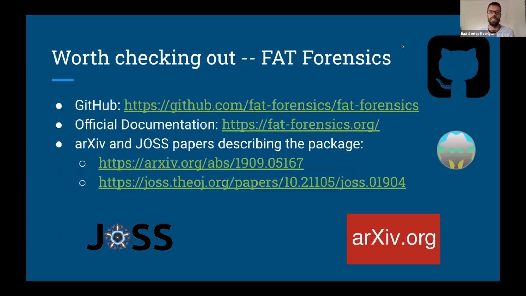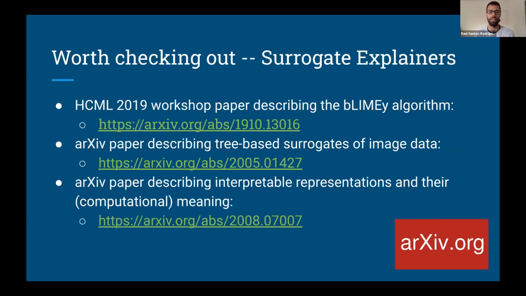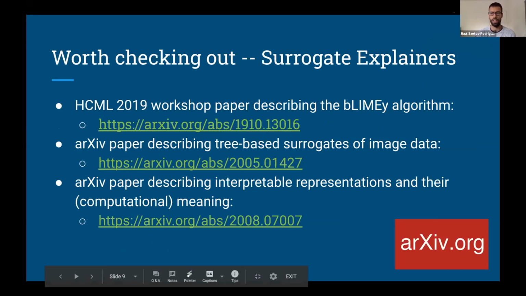The last couple of slides is just a summary of different resources that we think will be useful for you in the future. The first one probably is the main one, which is the GitHub account for the repository for FAT Forensics, and most of the things you can find from there. And then there are a few papers. The first one describes the overall approach and the design of FAT Forensics, and the second one is more on the software package itself and the different contributions in terms of the Blimey framework, the tree-based surrogates, and the interpretable representations and their meaning.